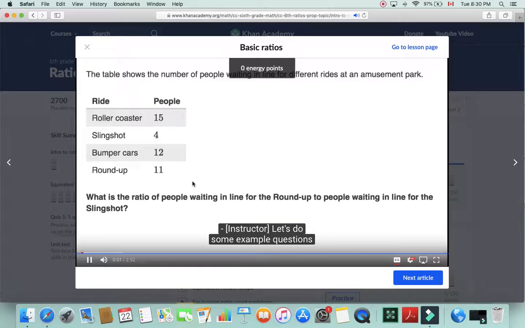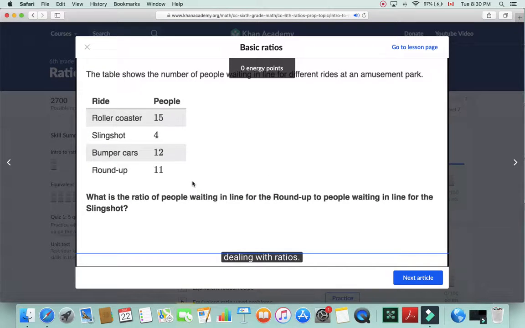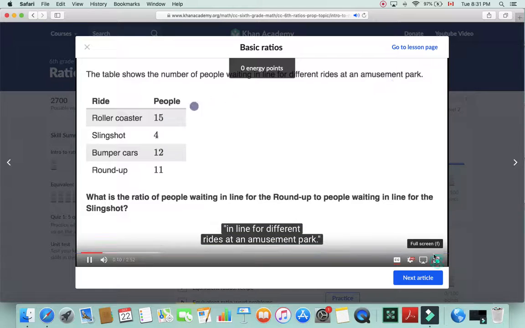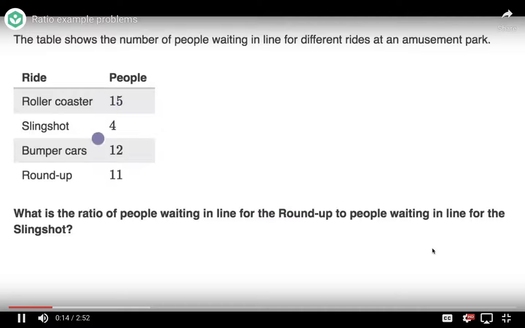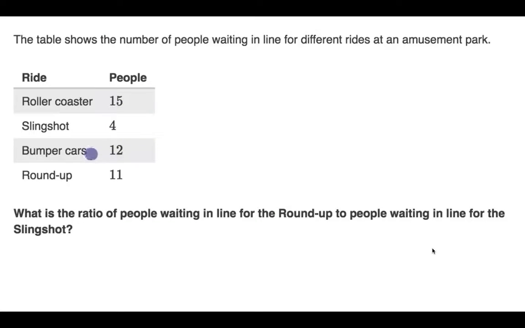Let's do some example questions dealing with ratios. So we're told the table shows the number of people waiting in line for different rides at an amusement park. So 15 people are waiting in line for the roller coaster, 4 people for the slingshot, 12 people waiting in line for the bumper cars, and 11 people in line for the roundup. What is the ratio of people waiting in line for the roundup to the people waiting in line for the slingshot? Pause this video and see if you can figure it out.